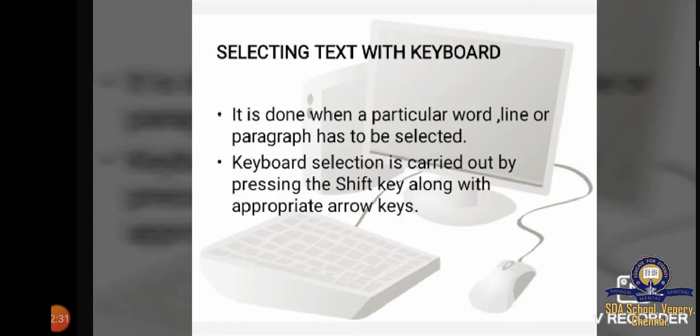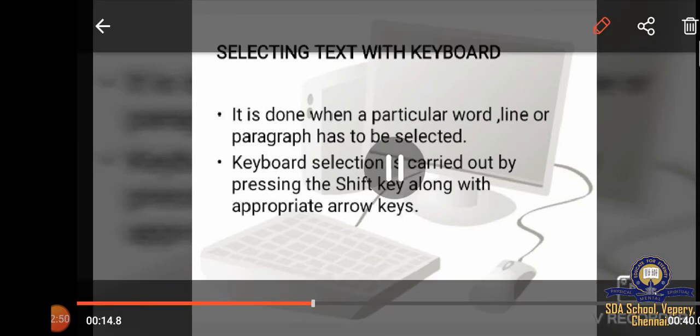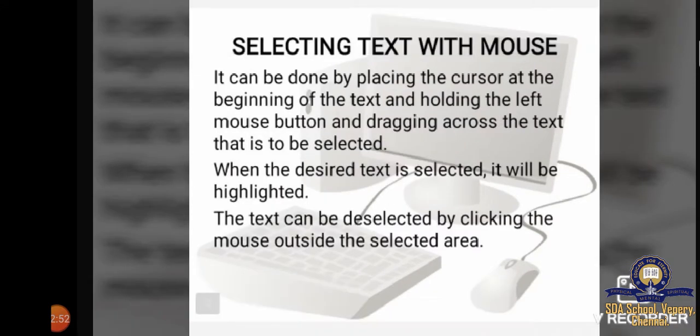This way of selection is done when a particular word, line or a paragraph has to be selected. Keyboard selection is carried out by pressing the shift key along with the appropriate arrow keys. And the second point we are studying is selecting text with the mouse.